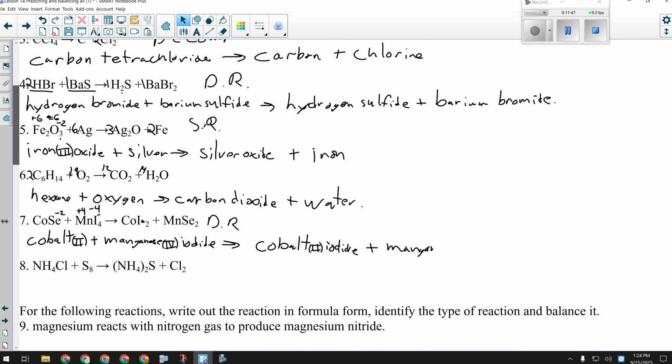for selenide. Oh, I forgot to finish that. This would be cobalt 2 selenide.